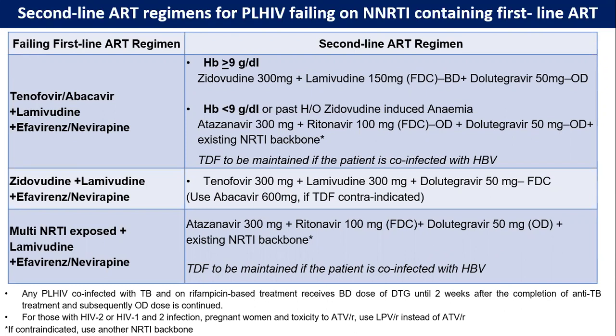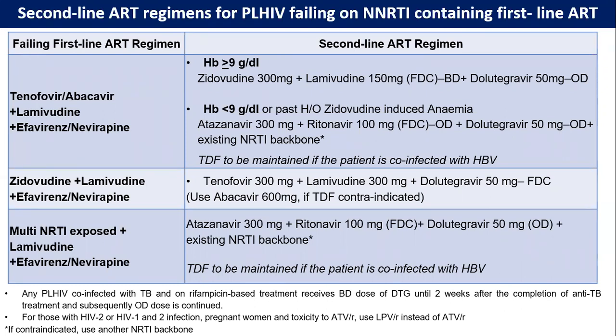TDF to be maintained if the patient is co-infected with hepatitis B. And if the patient is on ZLE or ZLN, then tenofovir, lamivudine plus dolutegravir. So it is an FDC, that is, once a day can be prescribed. And if there is any contraindication for tenofovir, we should go for abacavir. Then multi-NRTI exposed plus lamivudine, efavirenz, or nevirapine, then we go for ATV/r plus dolutegravir 50 milligram OD and the existing NRTI backbone to be continued. And TDF to be maintained if the patient is co-infected with hepatitis B.